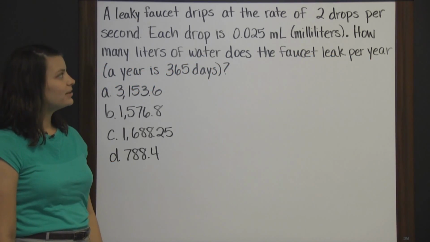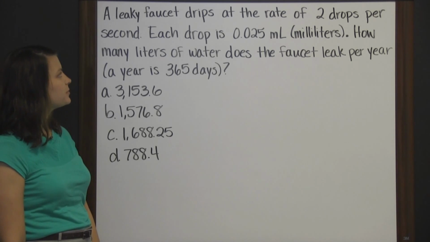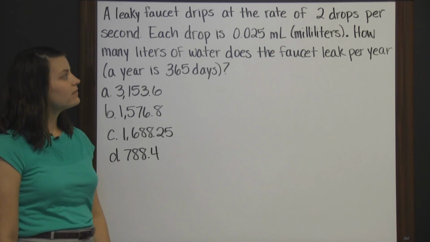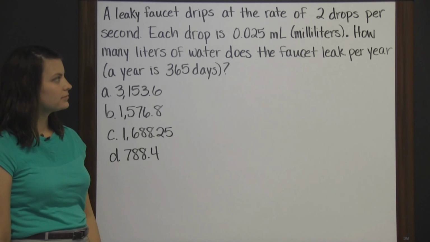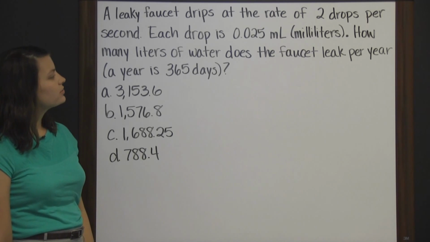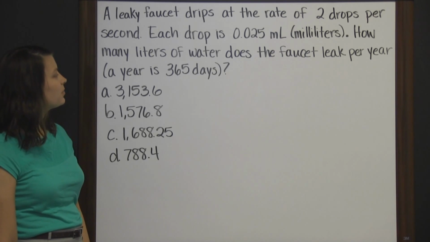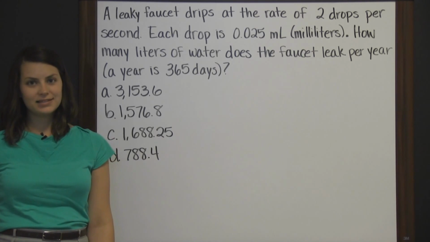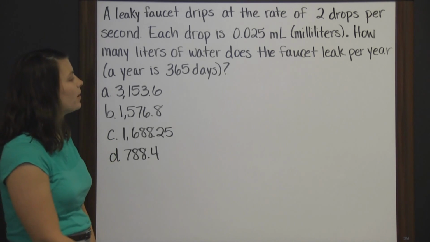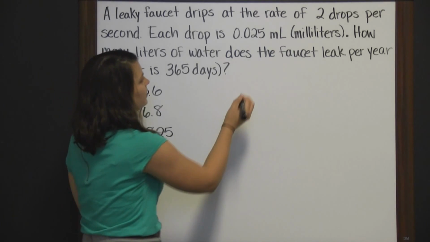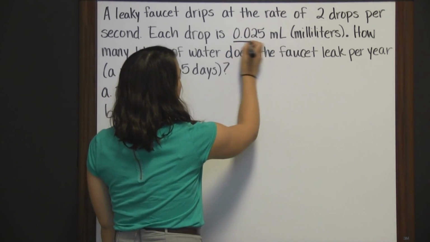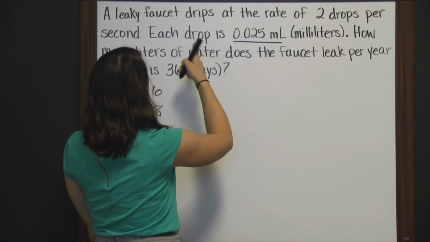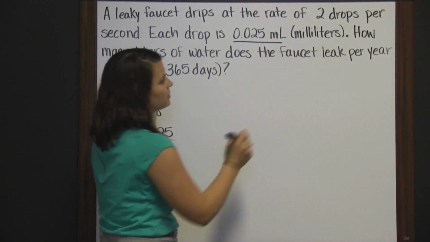A leaky faucet drips at the rate of 2 drops per second. Each drop is 25 thousandths milliliters. How many liters of water does the faucet leak per year? A year is 365 days. So I'm going to start with this 25 thousandths milliliters because it says it drips at a rate of 2 drops per second.